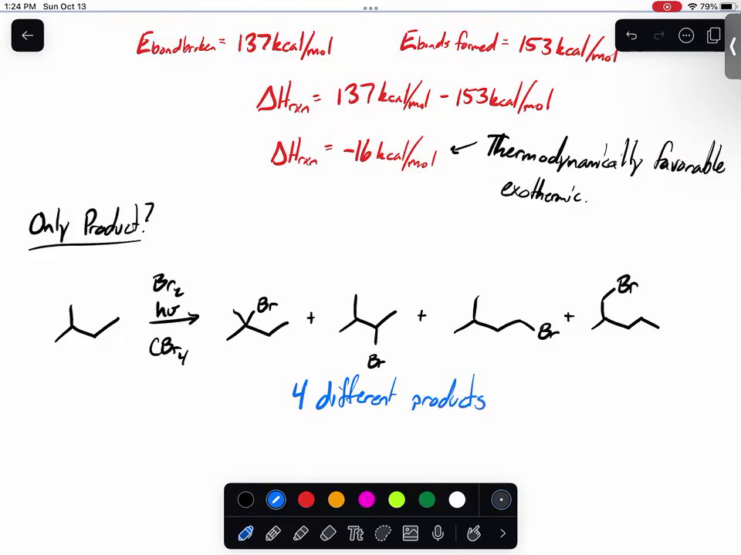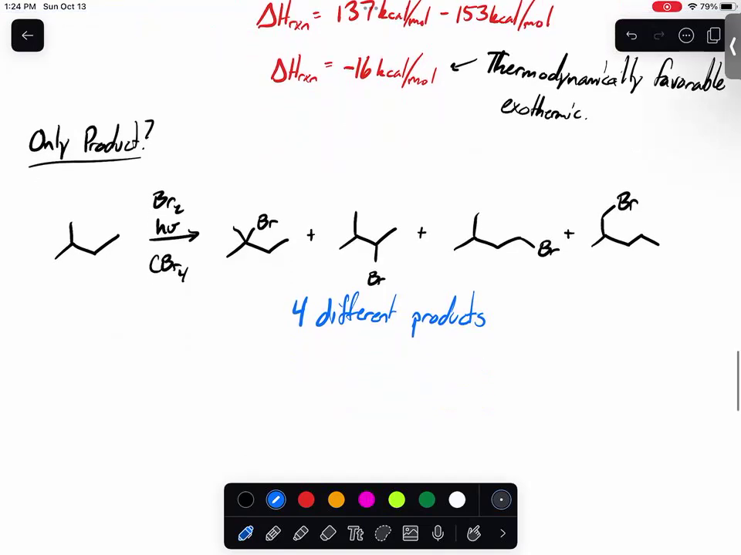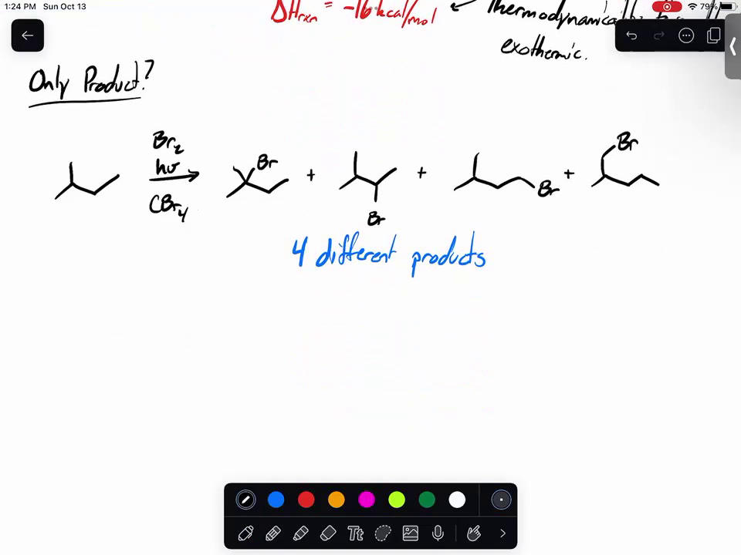And we know that the first one was formed in the highest percentage. But the question is, does the thermodynamics support that idea? Is it true that thermodynamically this one would be the most favored? Well, I went through and I calculated these delta H's of reaction, and here's what you find if you were to take the time to do that. We already know from the calculation we did up there that the delta H of reaction for this one is negative 16 kilocalories per mole.